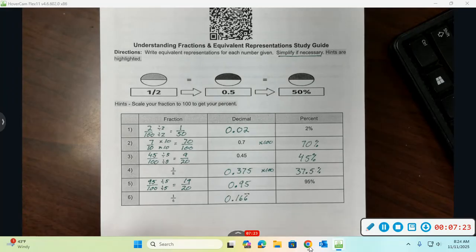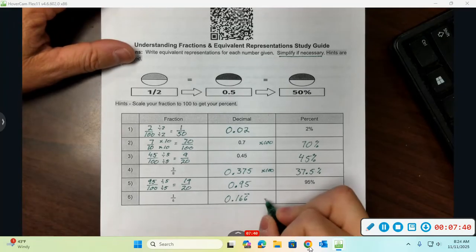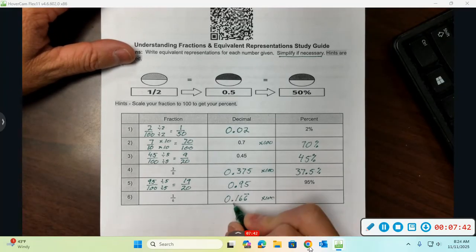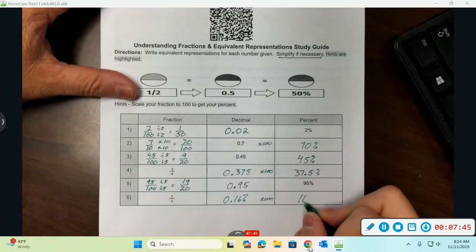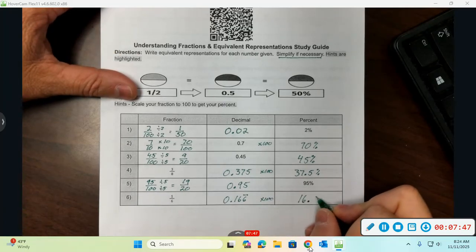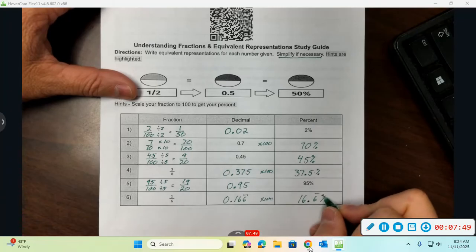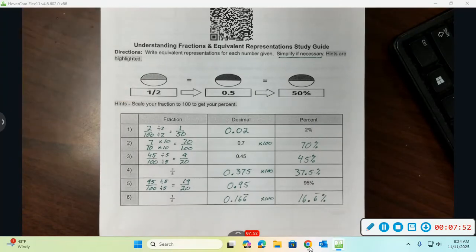Yes? What if it eventually stops repeating? Well, that one, the calculator rounded it for you. But if it does eventually stop repeating, then just go to 2 place values behind the decimal and round it. Okay? All right, so then I can take this and multiply it by 100, moving the decimal 2 jumps, and my percent ends up being 16.6 repeating percent. Okay? All right, so that's those questions.